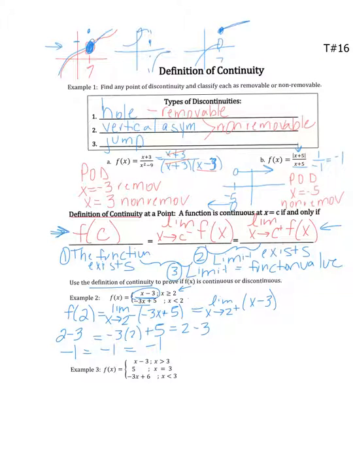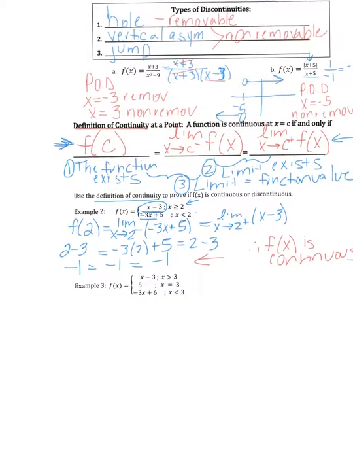Since all three of those things are the same, you can say, therefore, f of x is continuous. Okay? Because you have just proven that f of x is continuous at 2, but like I said, you know it's continuous everywhere else, so you know f of x is continuous.